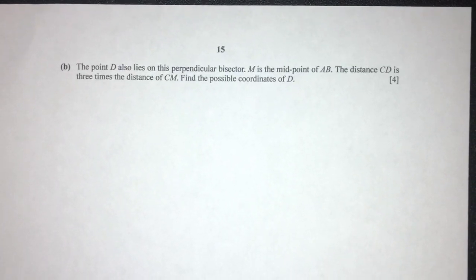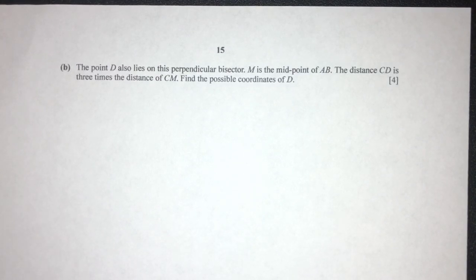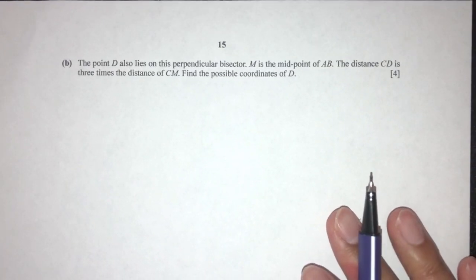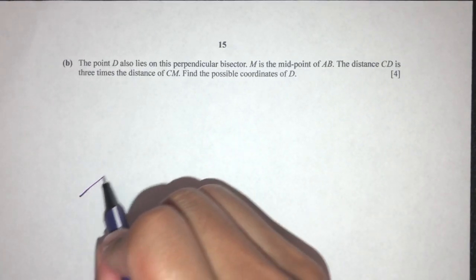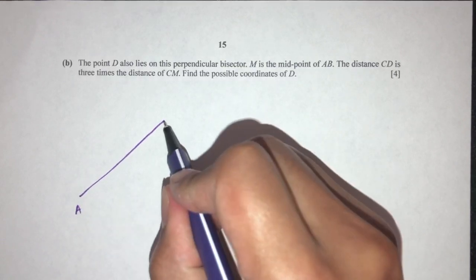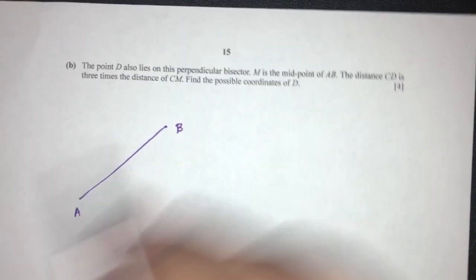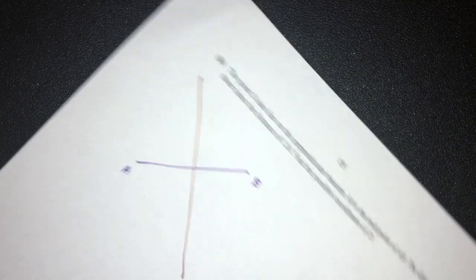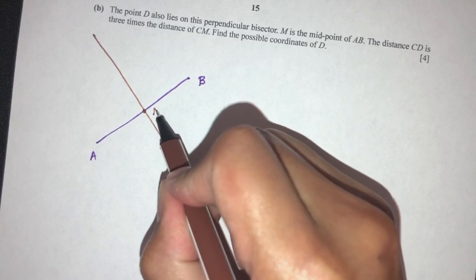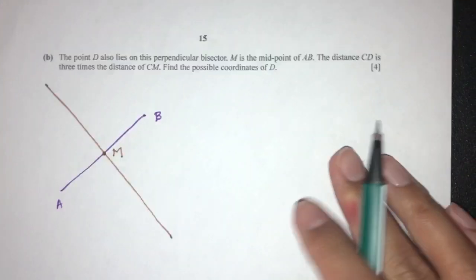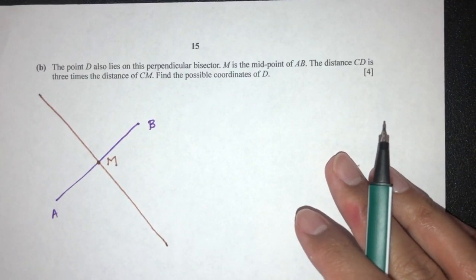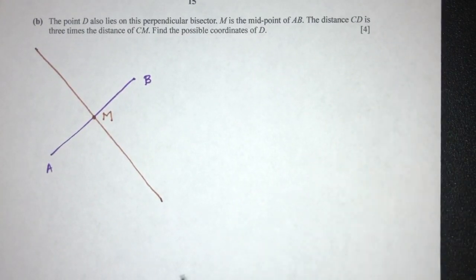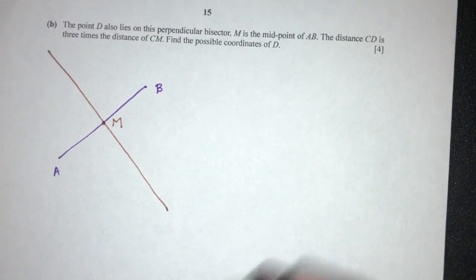Now let's move on to part B of your question. Here what do we have? We have the point D also lies on the perpendicular bisector. Now let me draw this again because it is kind of helpful. This is the line AB, for example. And then we have a perpendicular bisector right here. Right? This is my midpoint. So the point D also lies on this one. Here we have two possible values of D, as you can see. Let's do one by one.